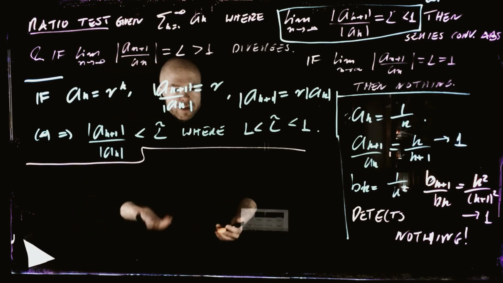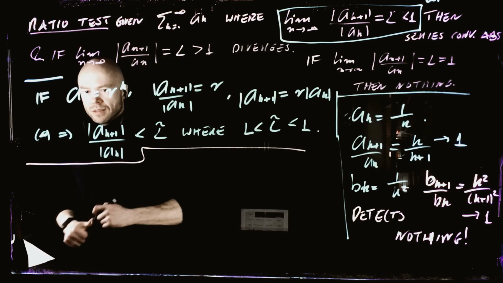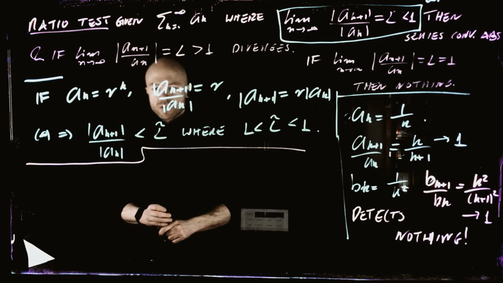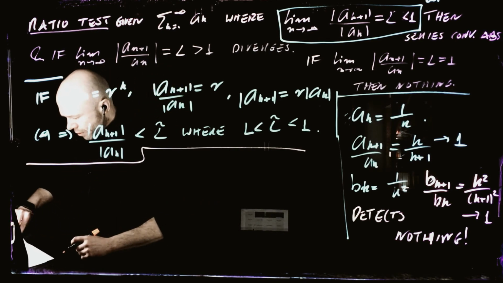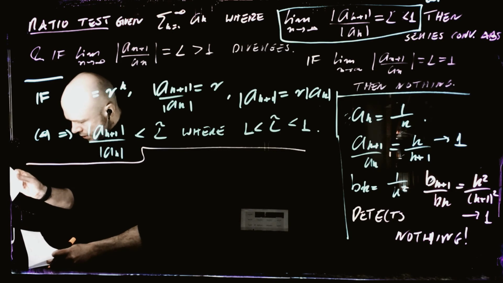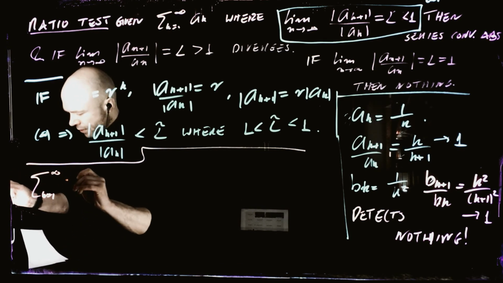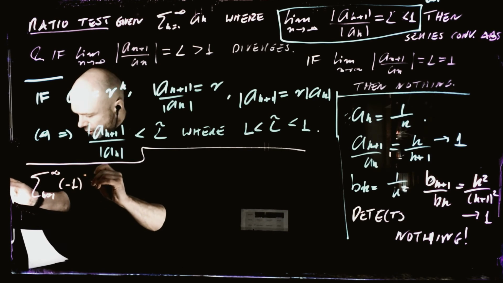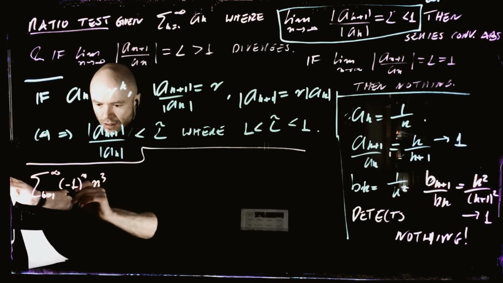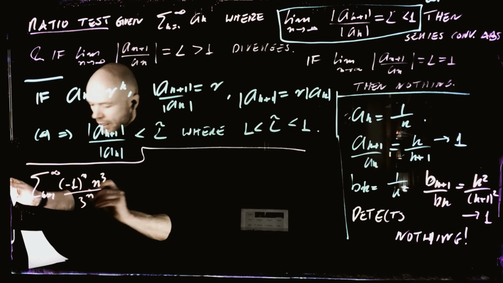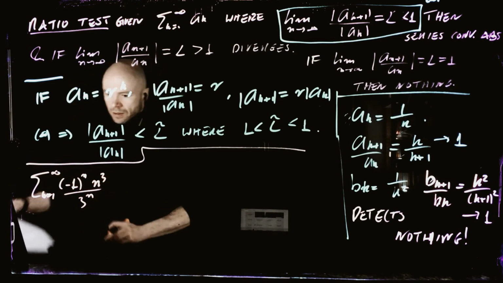So if you have a series that looks like a geometric series, that your feeling is it's a kind of geometric series, then this will be the tool to use. So let's do a quick example. This is an example: the sum from k equals 1 to infinity of (minus 1) to the n times n to the 3 over 3 to the n.